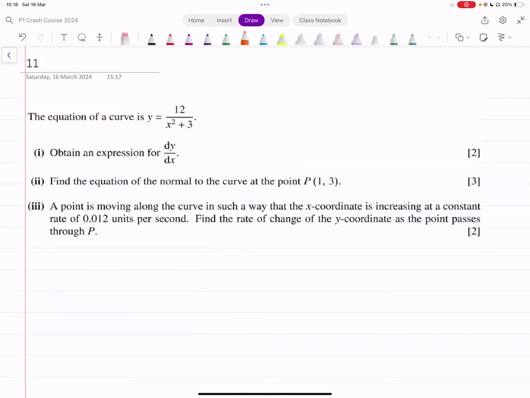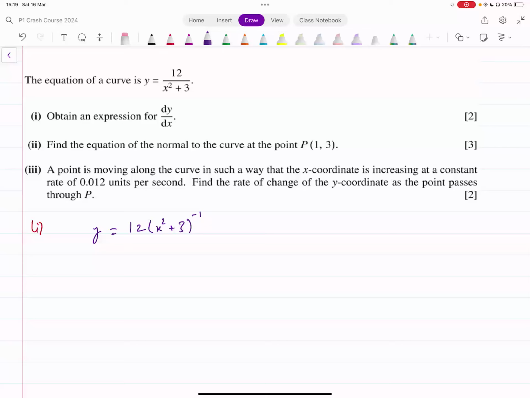Okay, so it says the equation of a curve is this. In the first part, you have to find an expression for dy over dx. Now, let's do the first part. y equals 12 over x squared plus 3. How do you find the derivative of this function? You first have to write this in power form with x in the numerator. Right now, it's in the denominator. You have to bring that to the numerator. So it becomes y equals 12 into x squared plus 3 whole raised to power minus 1. Okay, so first of all, you write it like this. 12 into x squared plus 3 whole raised to power negative 1. Now you apply the power rule on this.